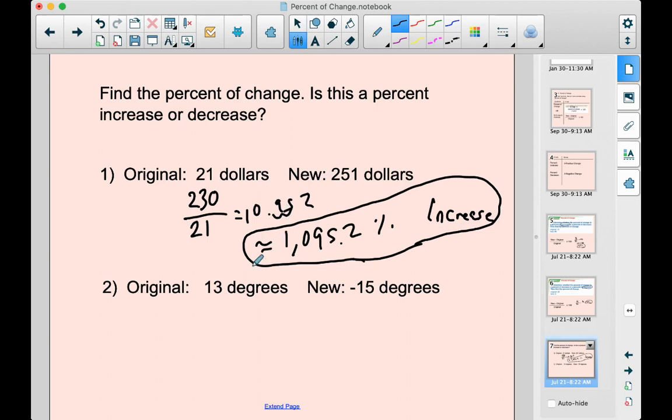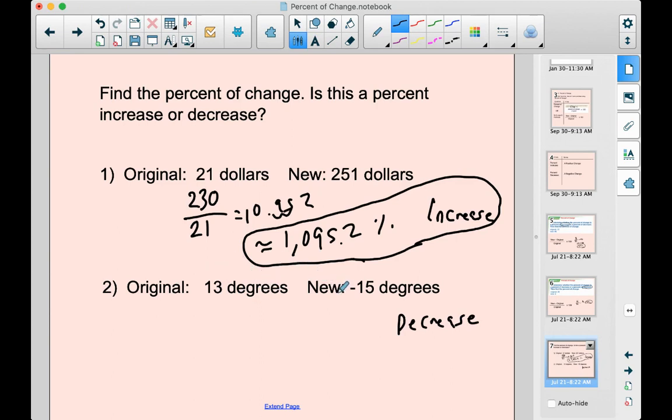All right, let's look at another one. So this goes from 13 down to negative 15. Negative 15 is smaller, so this is a decrease. The number went down. To say how much it went down, I got to figure out the difference. Okay, so here's where we have to remember a little something about our positives and negatives.